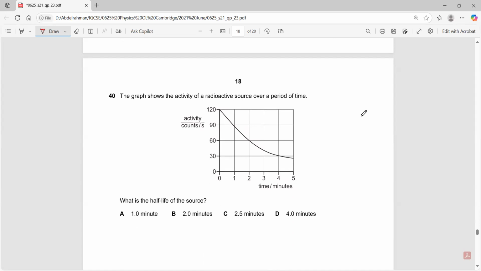What is the half-life of this source? Initially it was 120, divided by 2, which is 60. Draw a line. So the half-life is 2 minutes.